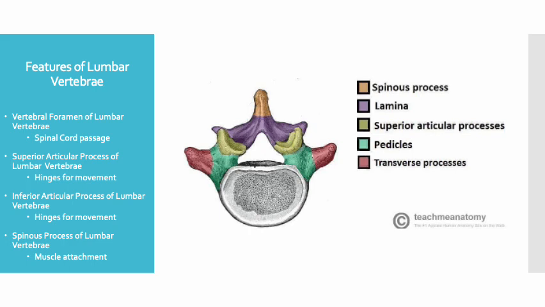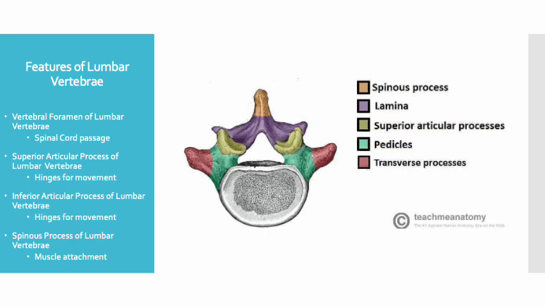Similarly to the other vertebrae, the lumbar vertebrae have a spinous process. It is thicker and it is just one, similar to the thoracic vertebrae. They have a vertebral foramen, just like all the other vertebrae, and they have the superior and inferior articular processes, and they also have these little facets.